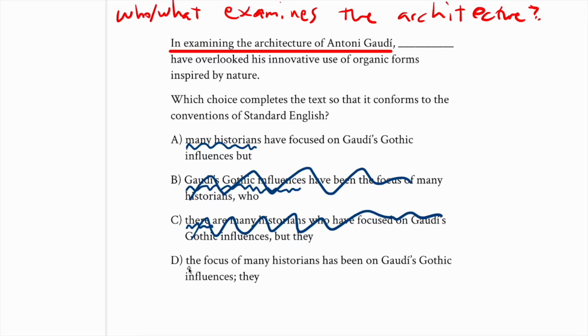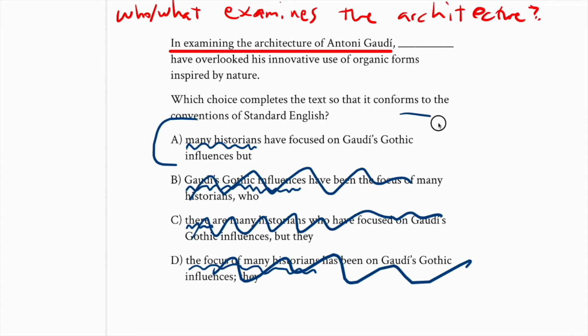And then finally, the focus of many historians. Many historians versus the focus of many historians. Well, in examining the architecture, the historians might focus on certain things, but it's not the focus itself that is examining the architecture, it's going to be the historians, and so that would indeed be our correct answer. And so in the subsequent examples, we'll see some different twists on this type of question, but that's always going to be the key thing, being really precise about what the modifier is describing.